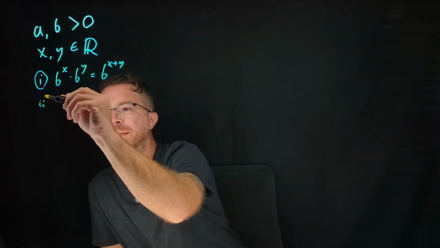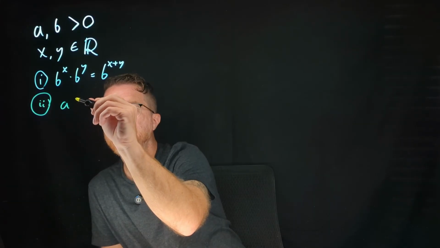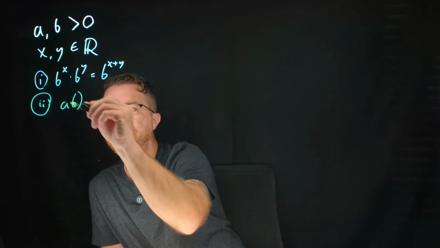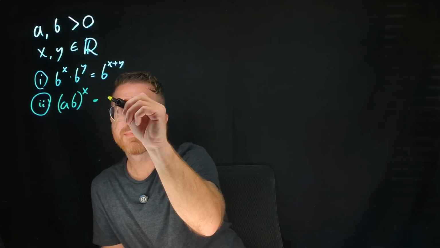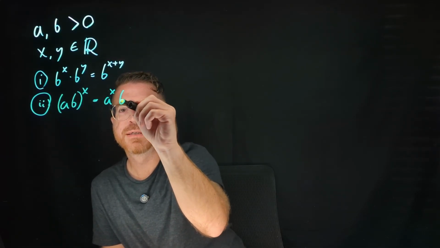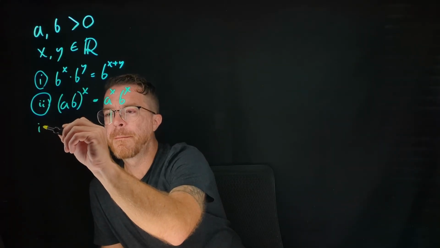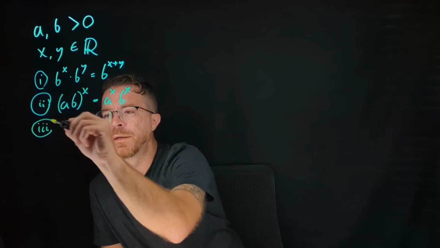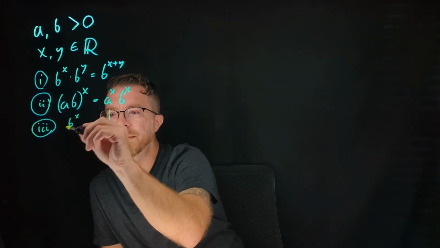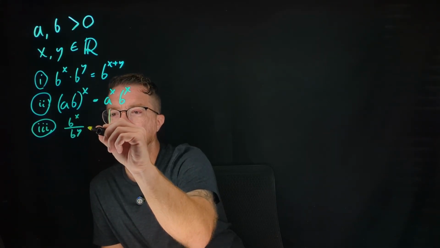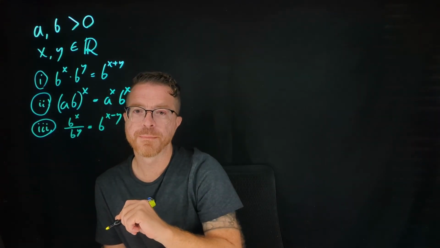Our second rule that we're going to need to know is that if we have some constant a times some constant b, and this is to the x power, this is going to be the same thing as a to the x times b to the x. Our third rule is going to be that if we have b to the x over b to the y, this is going to be equal to b to the x minus y.